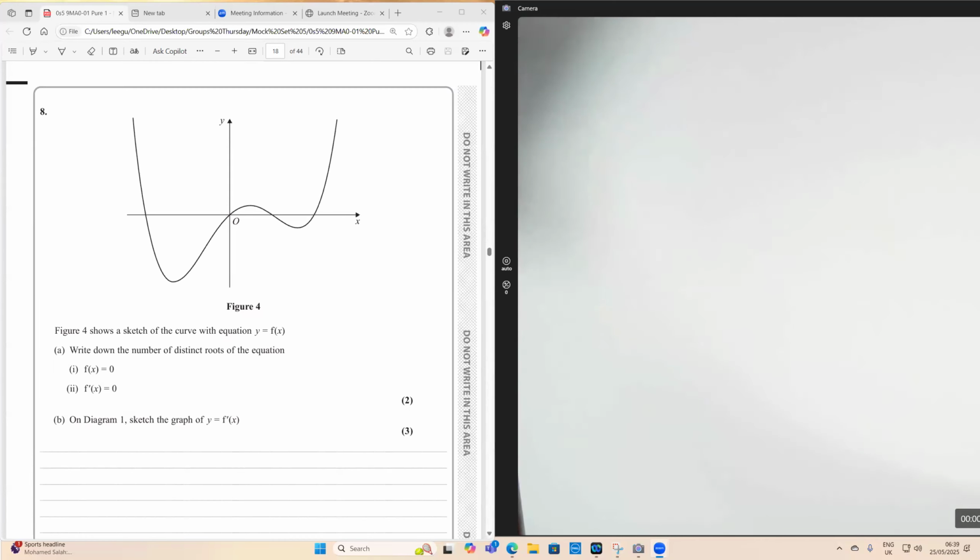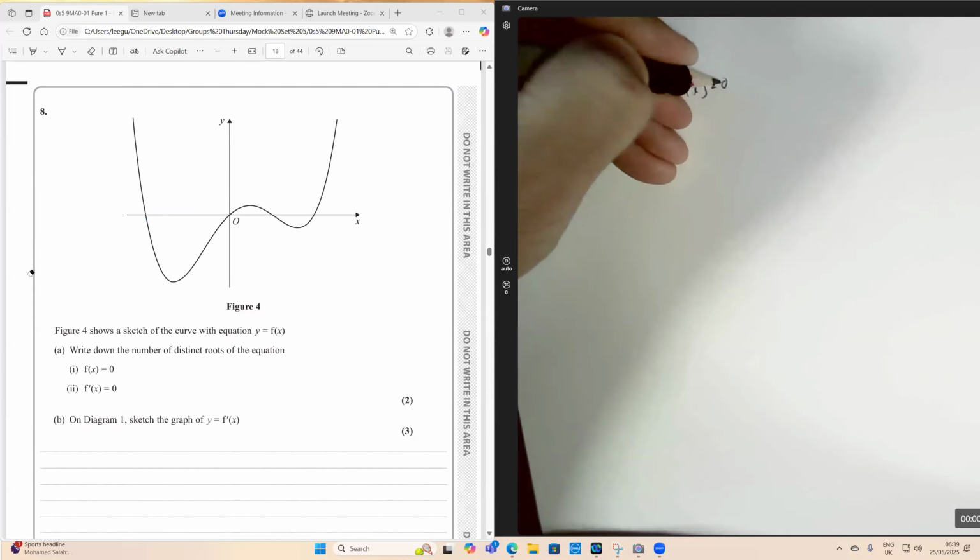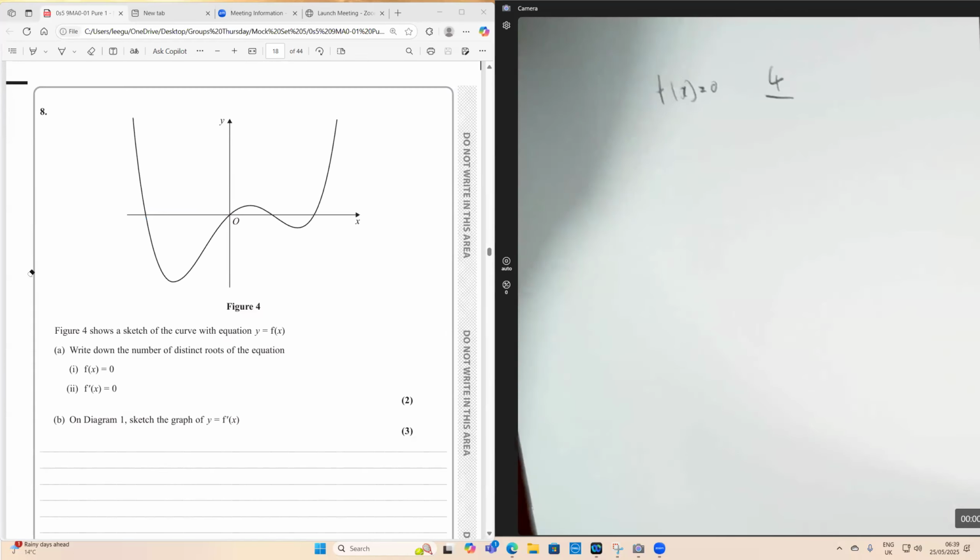Okay, that's quite nice and straightforward. That is just literally how many solutions there are to this quartic equation. And we can see we've got one there, one there, one there, and one there. So the answer is that there are four distinct roots. So f of x equals 0 has four roots.